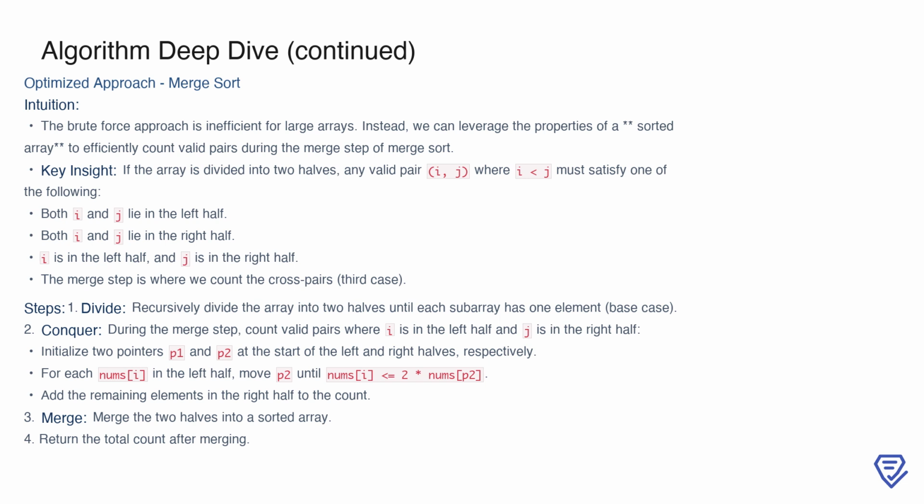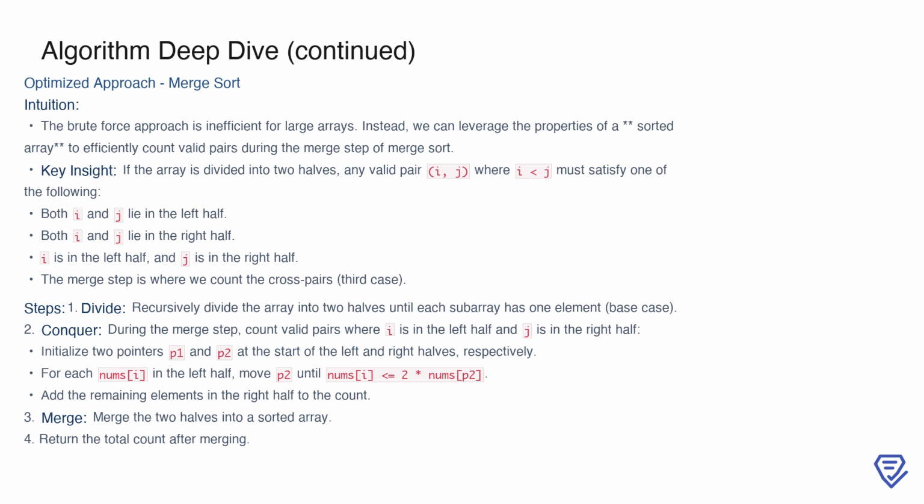The key insight here is to leverage the properties of a sorted array to count valid pairs during the merge step. When we divide the array into two halves, any valid pair (i, j), where i is less than j, must fall into one of three categories. Both indices are in the left half, both are in the right half, or one is in the left half while the other is in the right. The merge step is where we count these cross pairs, specifically the third case where i is in the left half and j is in the right.